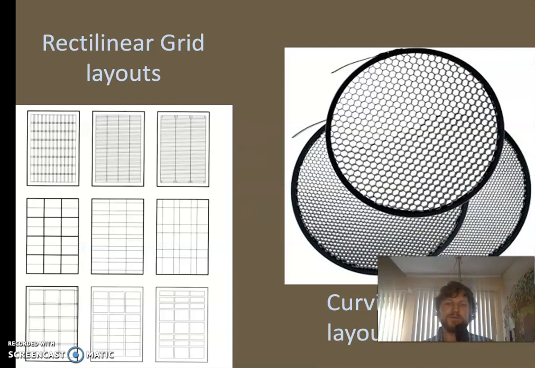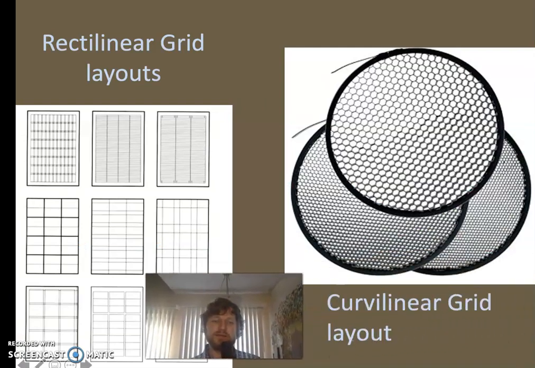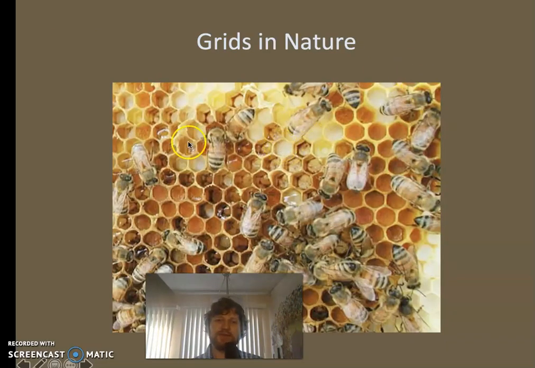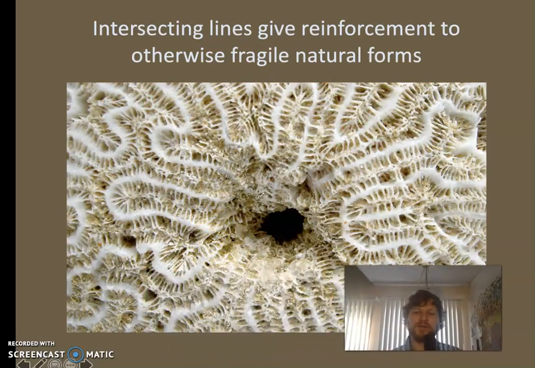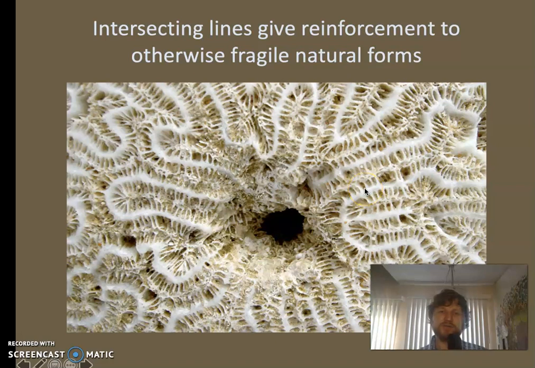Okay, so grids don't have to be rectilinear. They could also be curvilinear. Like in the case of a beehive, the honeycomb of the bees, this is a grid. It's just in little octagon shapes. And in nature, what grids do is they add structural reinforcement. They build on each other, and it makes the structure stronger, right?